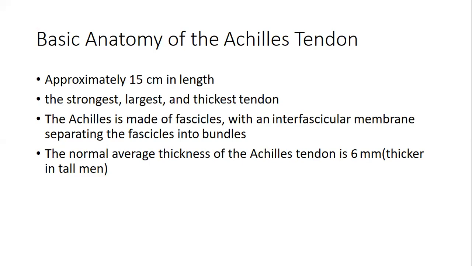So the normal average thickness of the Achilles tendon is about 6 millimeters. Other books will say 8 millimeters. So this will actually depend on gender. Males having a thicker Achilles, the females having a less wide one, and tall people have thicker Achilles as well. And as you get older, it also gets thicker.